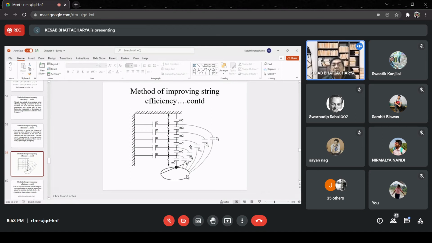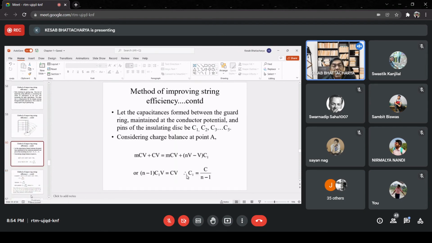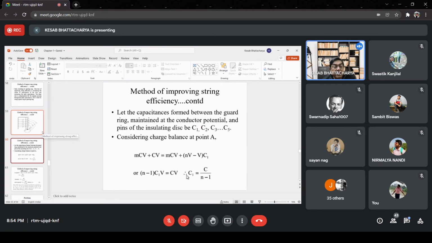And we have seen that we are using identical disk insulators. Therefore, the mutual capacitances are all MC and earth capacitances are C as before. But here we assume that with this arrangement, we are able to distribute the voltages uniformly across the disks of the suspension insulators, and those voltages are V. Next, let the capacitances formed be C1, C2, C3, C4, C5, etc. Considering the charge balance at point A, let us go back to the diagram.